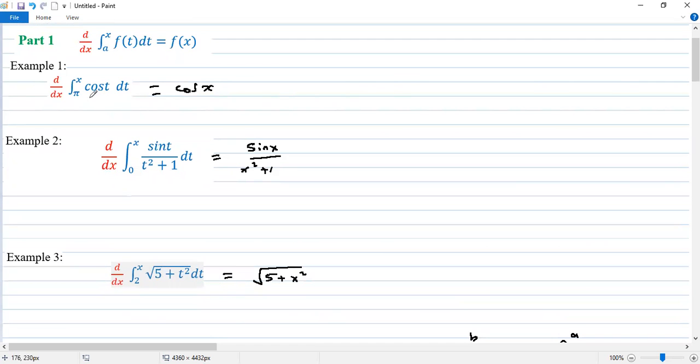Look at example number 1. I said from pi to x. If I said, for example, from pi over 6 to x, d/dx of cosine t dt, you also have cosine x here. And this would be the same: if I say from 1 to x, the same answer, sine x over x squared plus 1. Or from 2 to x, or from pi over 6 to x, or from pi to x, the same.